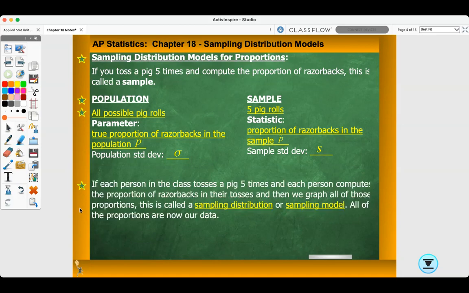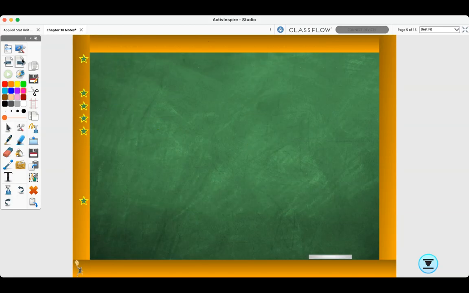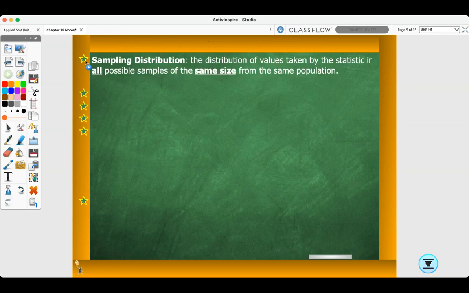If each person in the class tosses a pig 5 times and each person computes the proportion of Razorbacks in the tosses, and then we graph all of those proportions, this is called the sampling distribution or sampling model. All of the proportions are now our data, and that is what we have here. Sampling distribution: the distribution of values taken by a statistic in all possible samples of the same size from the same population.